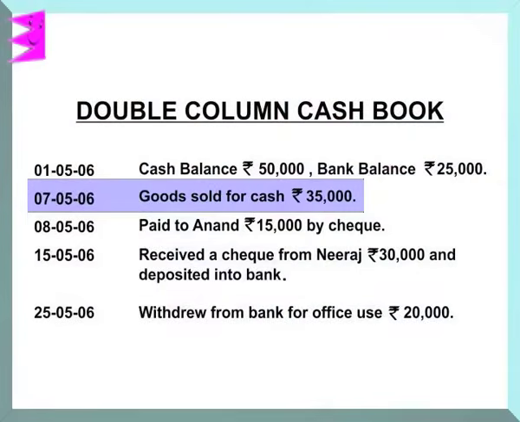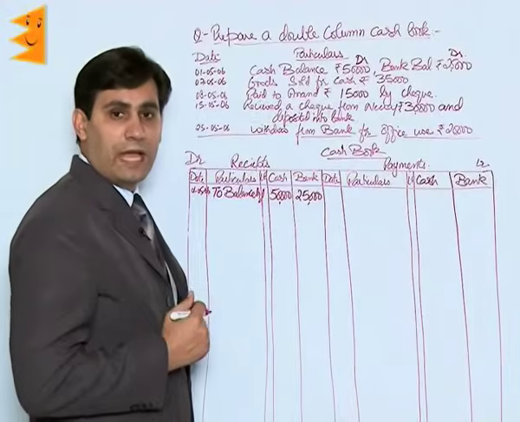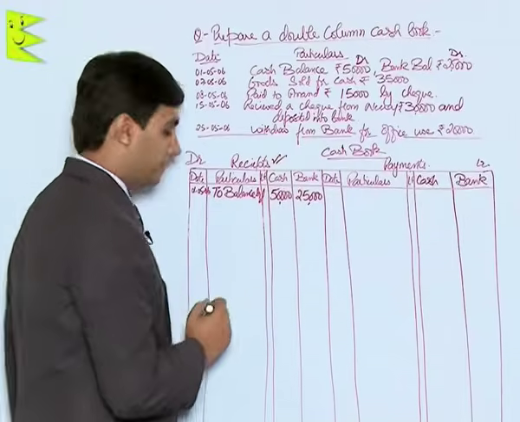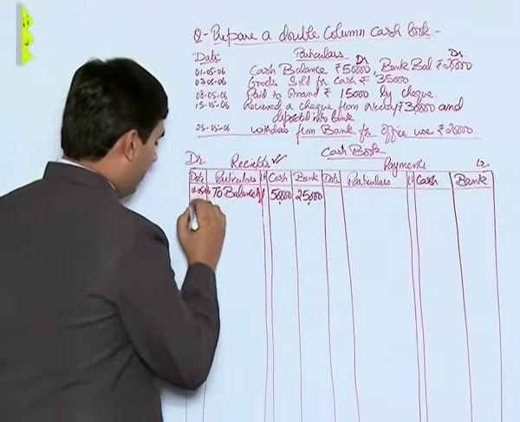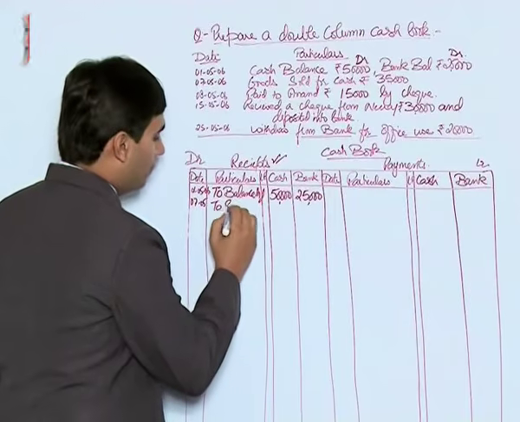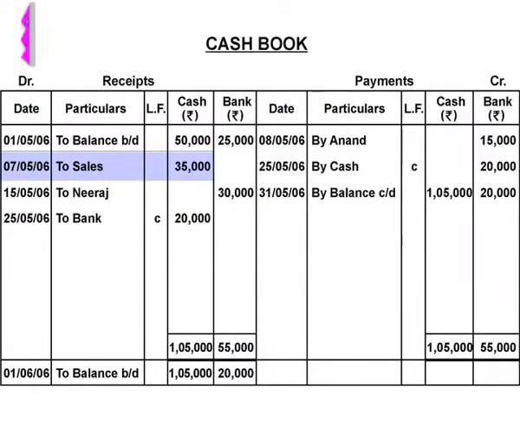Now students, the second entry, that is the entry on the 7th May 2006, would be goods sold for cash 35,000. Now when we are selling goods for cash, that means we are receiving cash. Since we are receiving cash, the entry would be made on the receipt side. So on 7/5, the entry would be to sales. In the cash column, because we are receiving cash, the amount is 35,000 rupees.